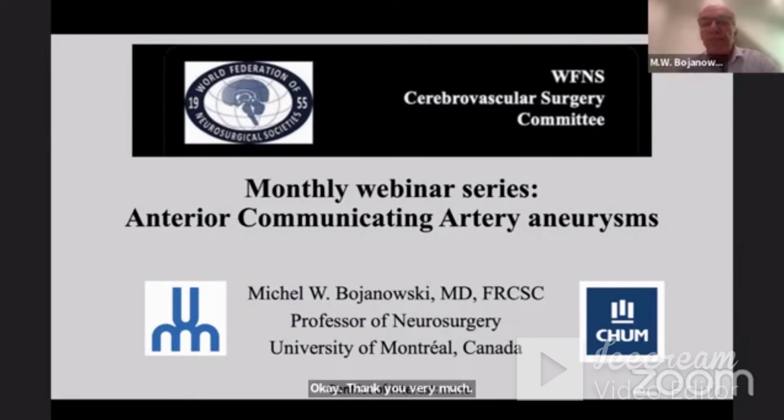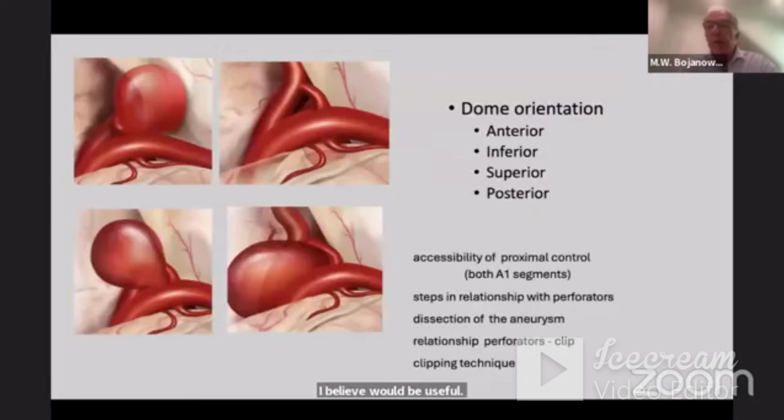So, hi, everyone. Following Vincent's excellent lecture on the surgical and geographic anatomy of ACOM aneurysm, I would like to share how I apply this information in surgery and offer some tips that I believe will be useful. To illustrate this, I will discuss 4 different dome orientations of aneurysm. The direction in which the aneurysm is pointing will influence your approach and the dissection technique.